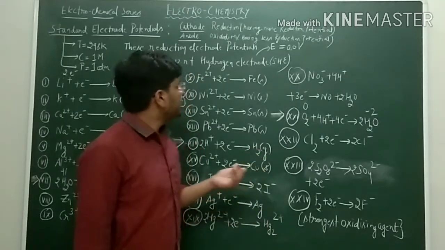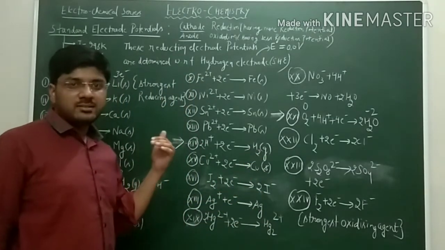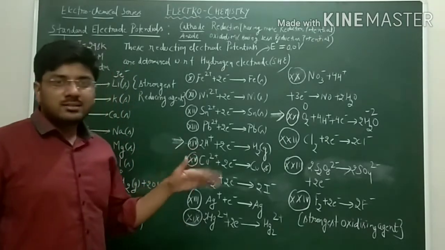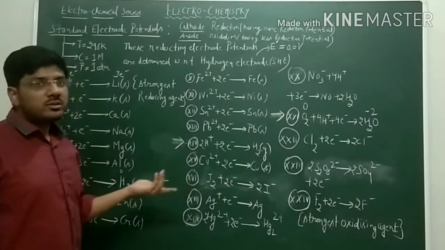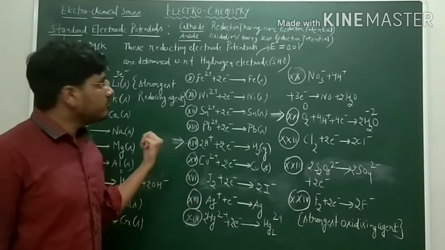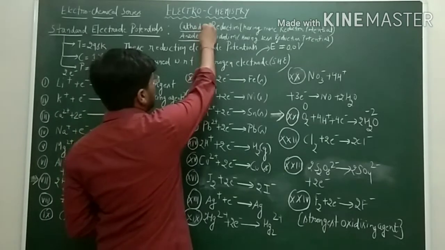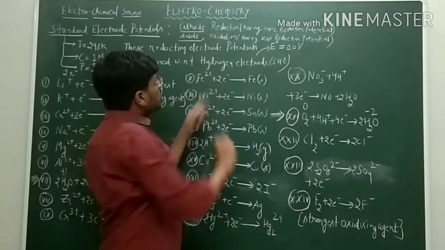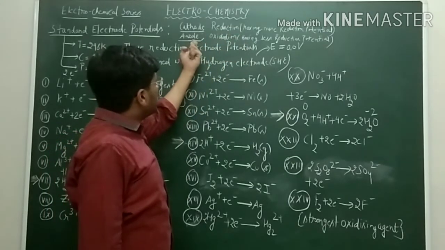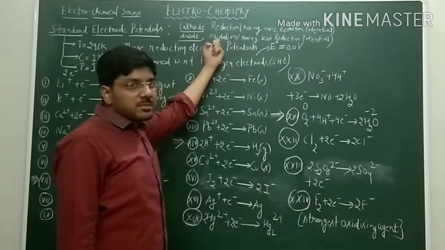Dear students, in the previous lecture we have discussed the electrolytic cell. Now we will discuss: if we have more than one ion in the electrolytic solution, which ion will go towards the cathode and which will go towards the anode. We know that at the cathode reduction always takes place, and at the anode oxidation always takes place.